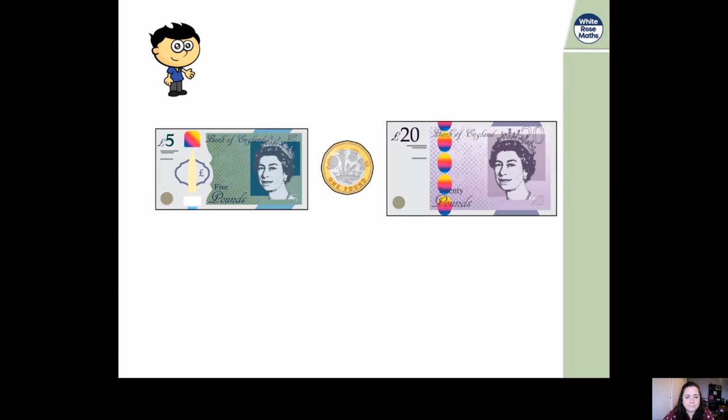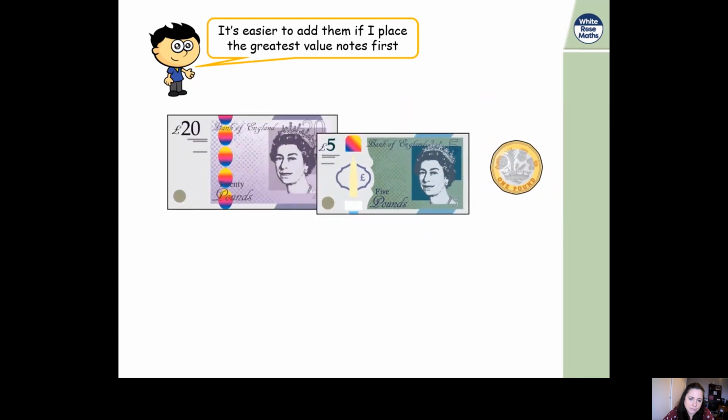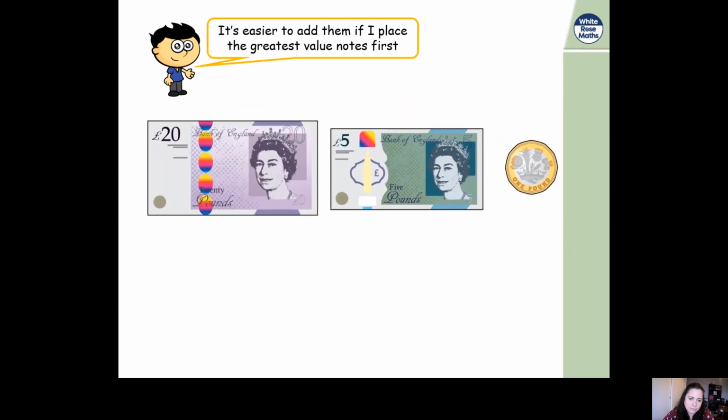Here's Jack. He's adding up £5, £1 and £20. You're going to move them around, Jack? He says it's easier to add them if I place the greatest value notes first. Okay, so he's put the £20 first. Oh, I see, and then add 5, which will be 25, and then one more will be 26. Great work, Jack.